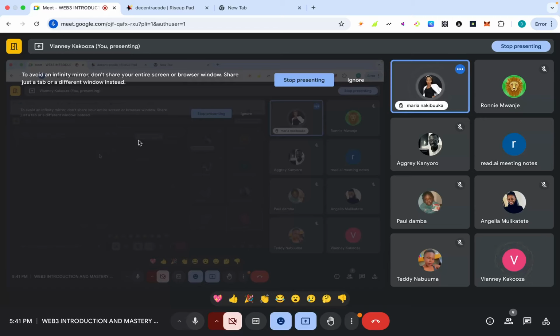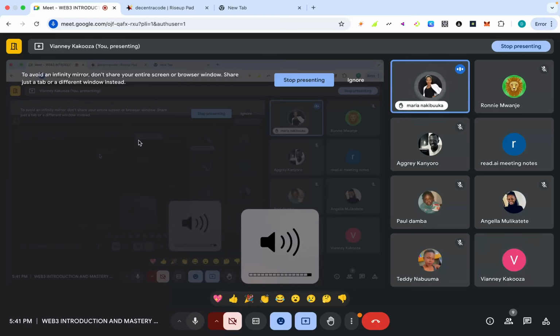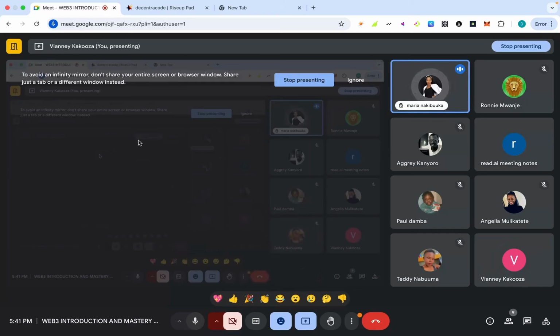Is it the same as the? Okay, are you trying to say that it's a decentralized pin or a digital pin? Sorry, I didn't get your question clearly, please. Like, is it a decentralized pin or digital pin?